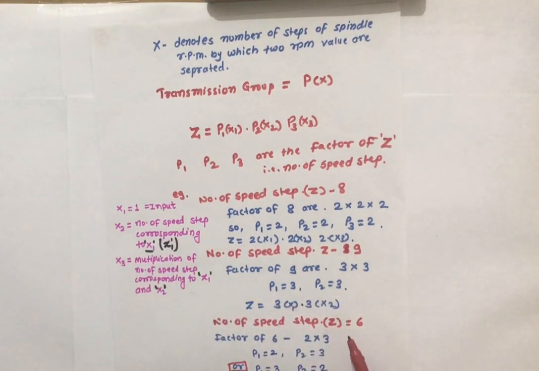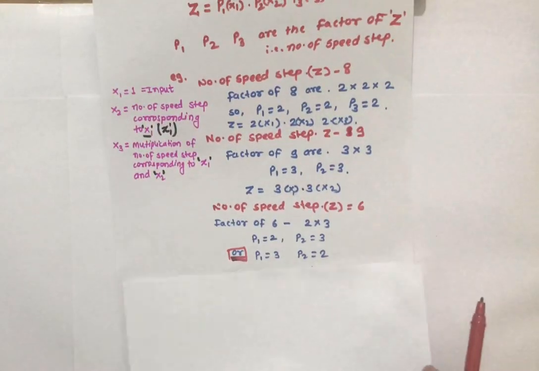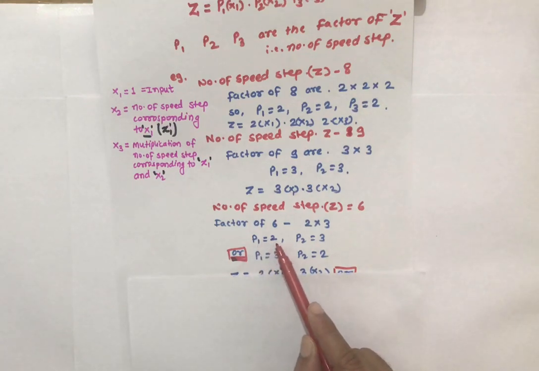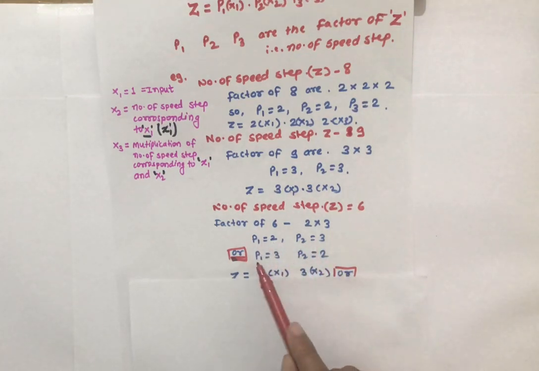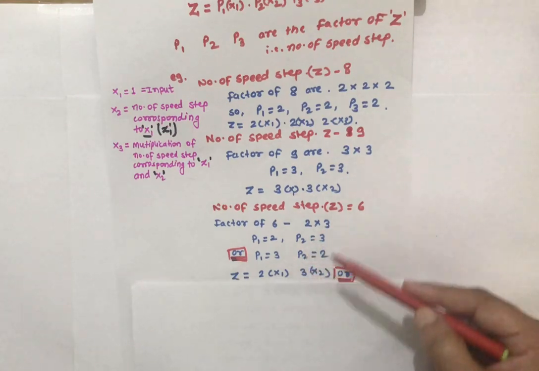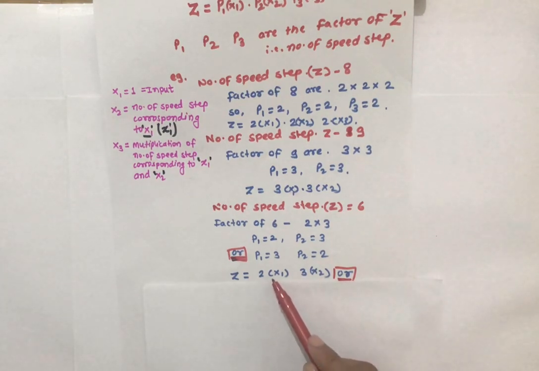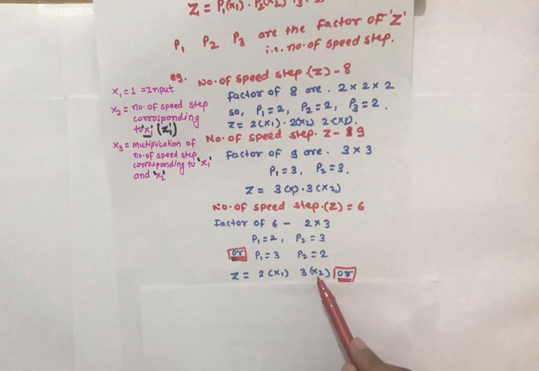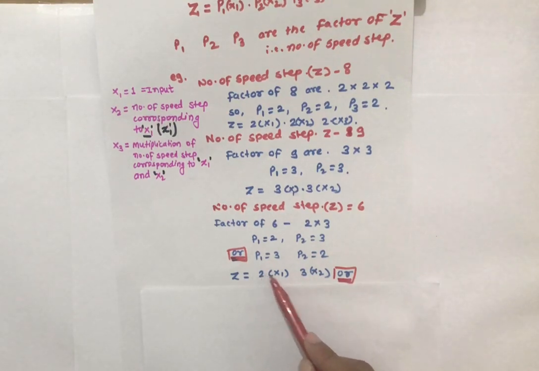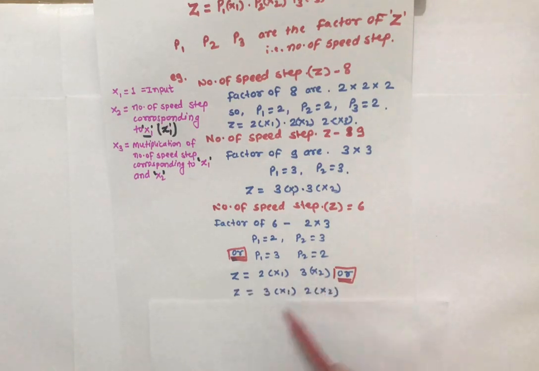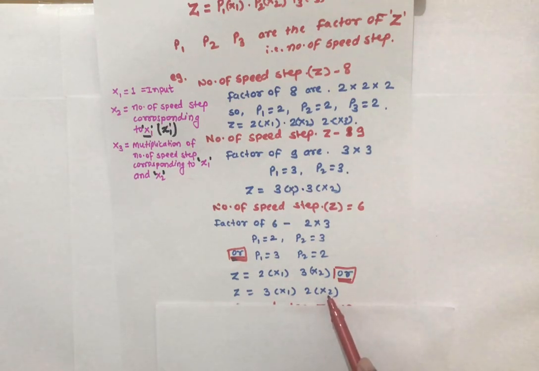If the number of speed steps is 6, the factors of 6 are 2 and 3. So P1 becomes 2 and P2 becomes 3, or P1 becomes 3 and P2 becomes 2. Two structural formulae are formed here: 2 x1, 3 x2, and 3 x1, 2 x2. In the first, x1 is always 1 and x2 is the speed steps corresponding to x1, which is 2, so x2 becomes 2. In the second formula, Z is equal to 3 x1, 2 x2; x1 is always 1 and the speed step corresponding to x1 is 3, so x2 becomes 3.